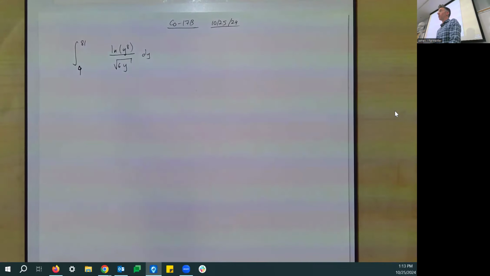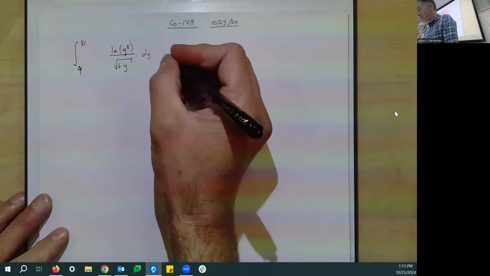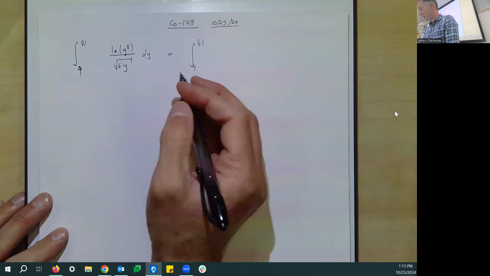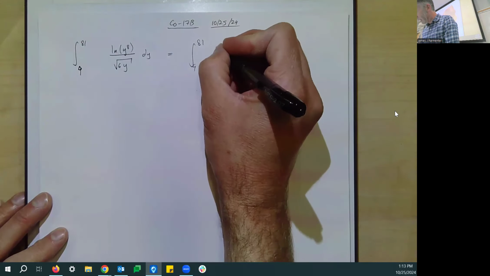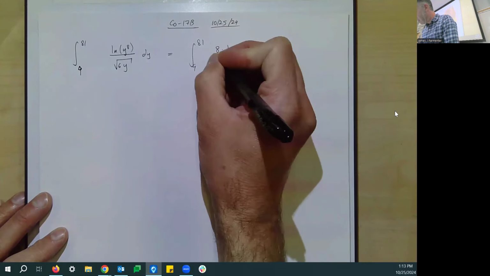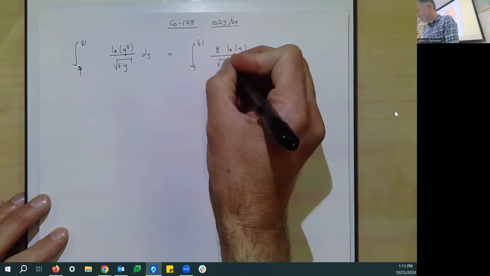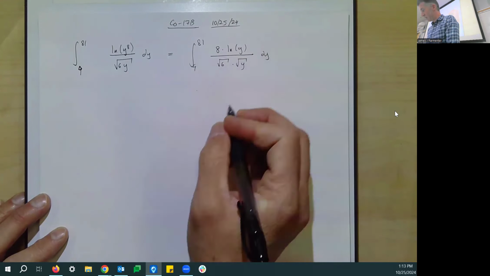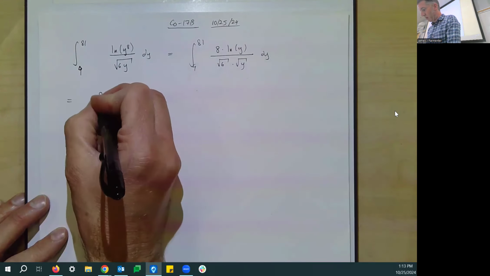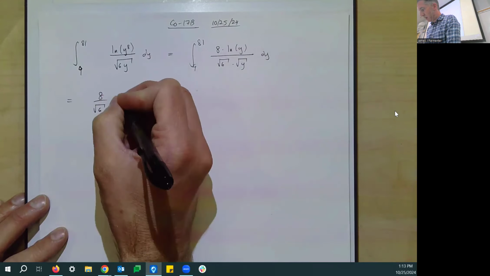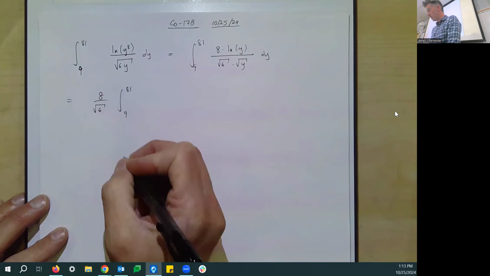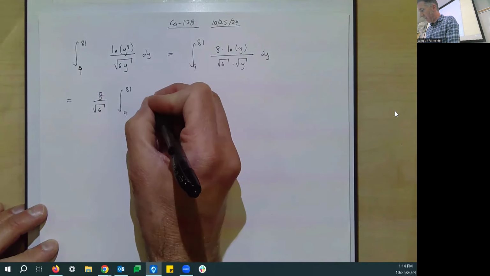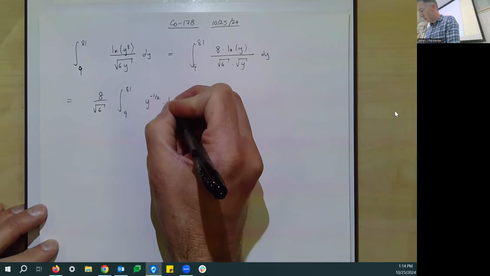So here's how I would recommend we all rewrite this. I'm going to write this as the integral from 9 to 81. The natural log of y to the 8th we should for sure write as 8 times natural log of y. And we should definitely break this up as the square root of 6 times the square root of y. And then we should pull out the constants. We got 8 over root 6, integral from 9 to 81. And I'm going to write this as y to the negative 1/2 times the natural log of y.